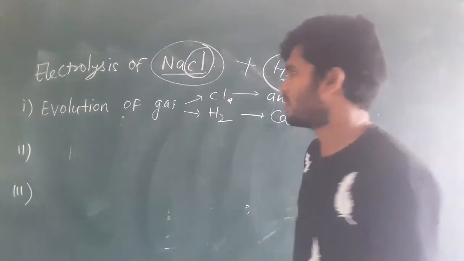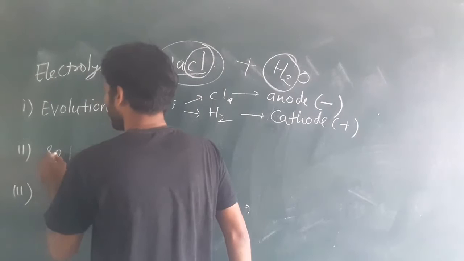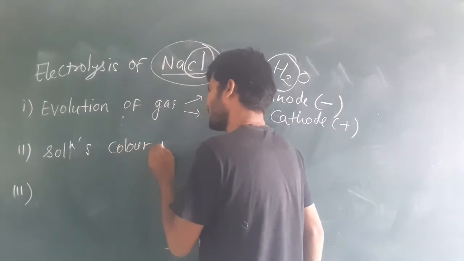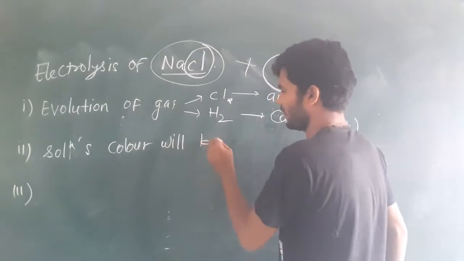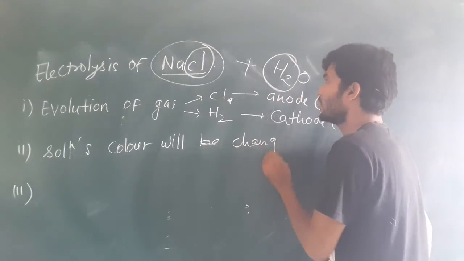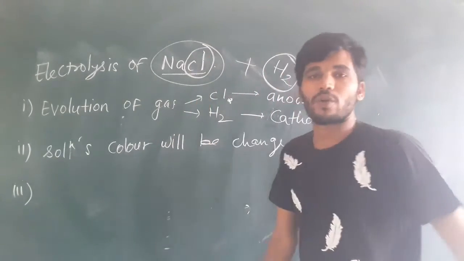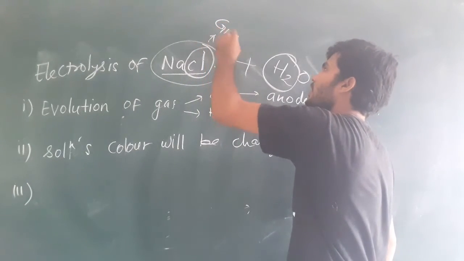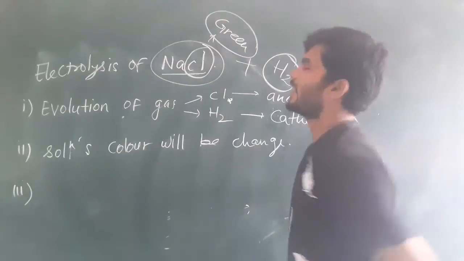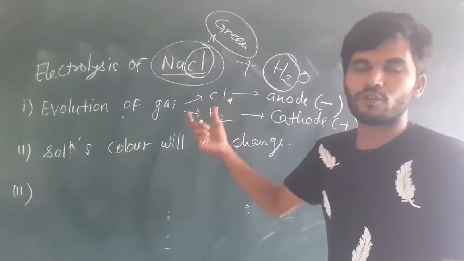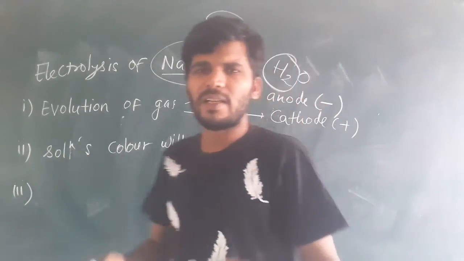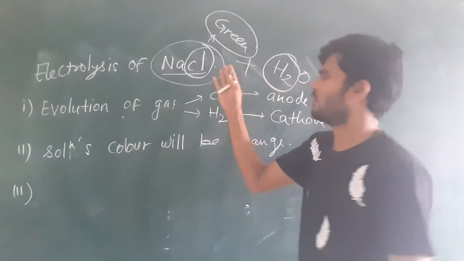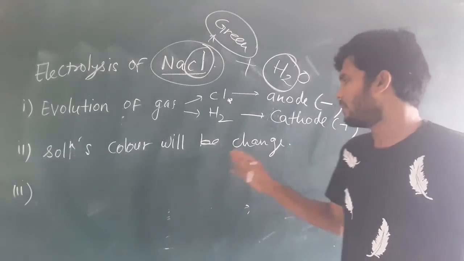And the second point, the solution's color will be changed. Why will it be changed? Because chlorine is green in color. The color of chlorine is green, and when the reaction takes place, the solution will turn a little bluish or greenish color, just because of the chlorine. So the color will be changed.